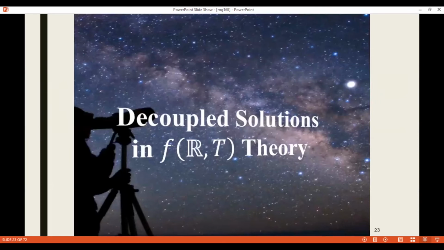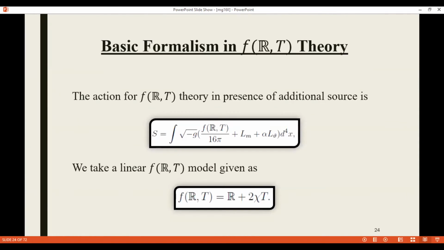So now we have discussed decoupled solutions in this theory. Let me talk about some basic formalism in this theory. The action of this theory is given by this expression. Obviously, here F(R,T) is an arbitrary function, Lm is the matter Lagrangian, L theta is in fact the anisotropy, and alpha is the coupling parameter.